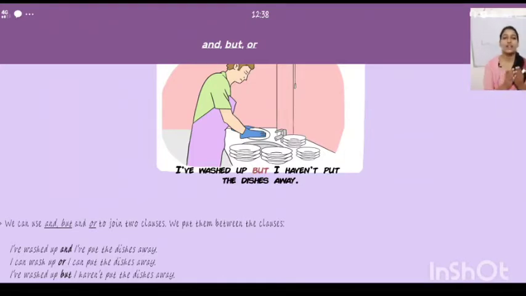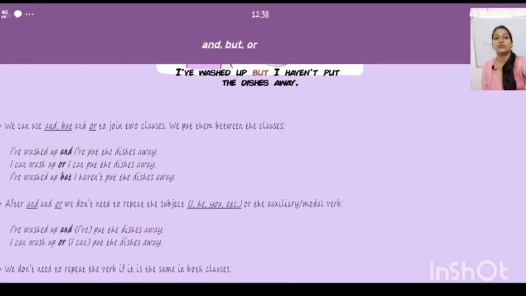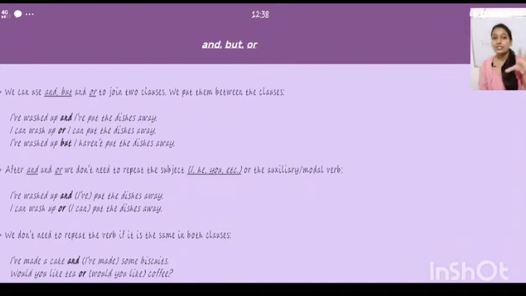Now next, I have washed up but I haven't put the dishes away. That's what our first sentence was. कि ठीक है, I have washed up but मैंने dishes हटाई नहीं है. I won't be doing that. So अभी मैंने ये हटाया नहीं है, धुल दिया है. तो अगर पहले सेंटेंस की बात करें तो उसने डिशेस को वॉश कर दिया है और हटा भी दिया. I have washed up and I have put the dishes away. So both of the things are done and it's clear.